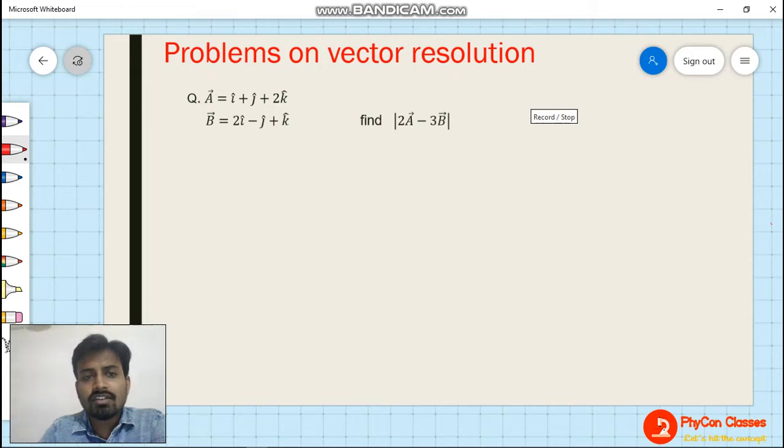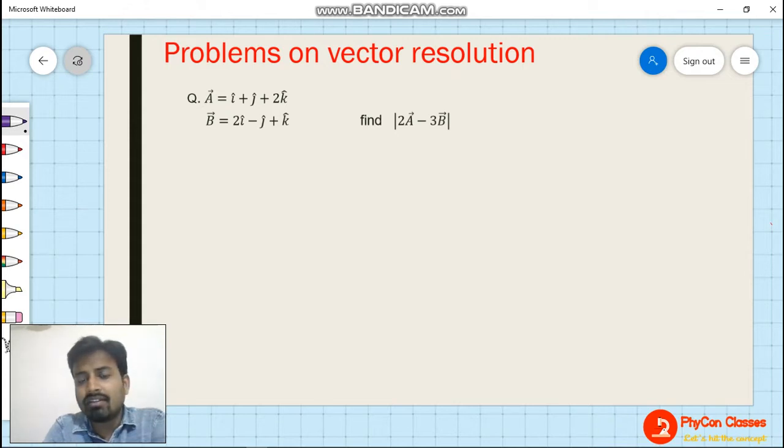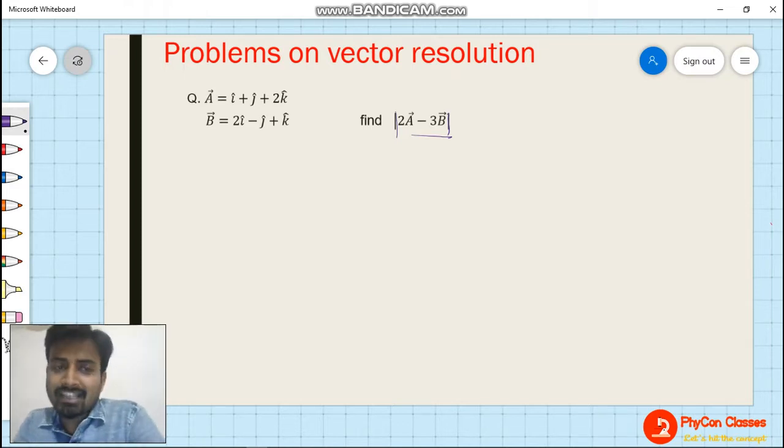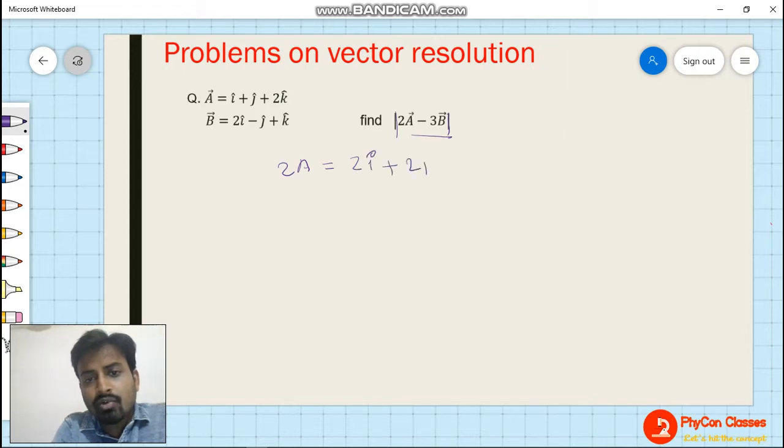So let's get started. Let us first solve the questions that I gave you in the previous lecture, and then we will move on to scalar products. In this particular question, A and B are given. We need to find 2A minus 3B and its mod value. Mod value means only the magnitude. Fine. So what will 2A be here? 2 times A, so only the magnitude is going to be doubled. That is 2i plus 2j plus 4k.